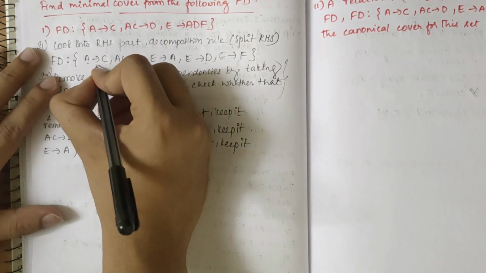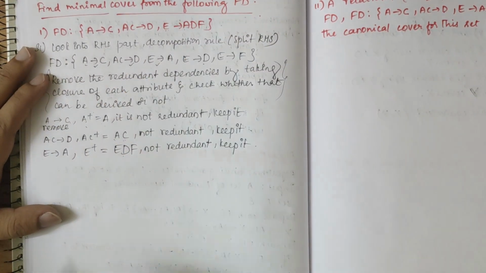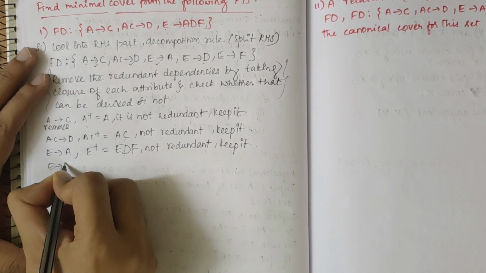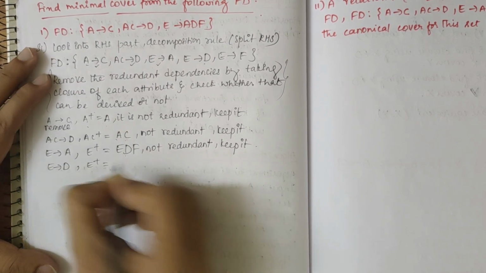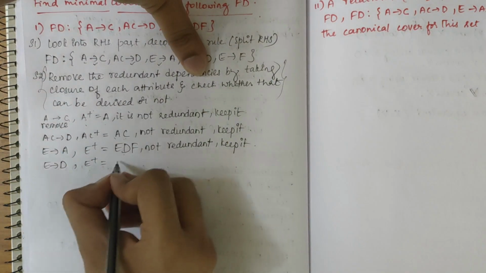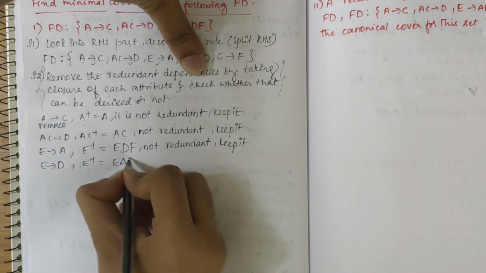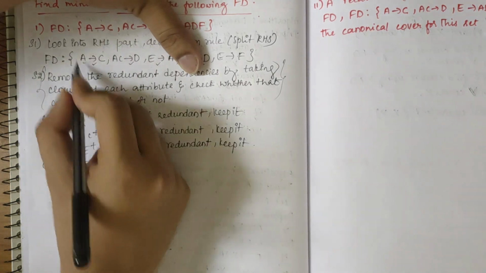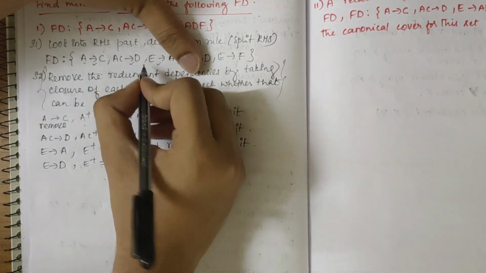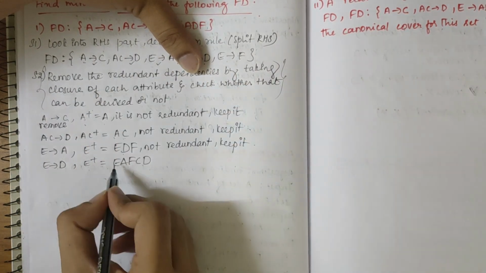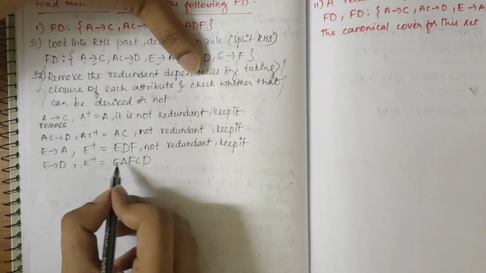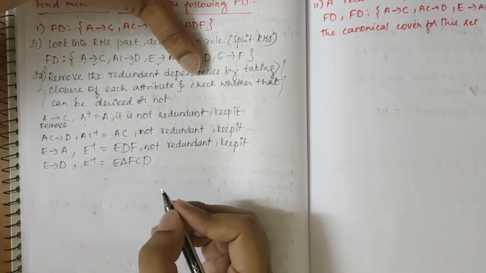Next, E determines A is done. Keep it, keep it, keep it. Now E determines D, sorry. E closure. Close this. Find E closure. We have E and then E determines A. E determines F. Check A determines anything. A determines C and D. And if F determines anything, no. Any of these combinations you have, AC determines D. D I have written already.